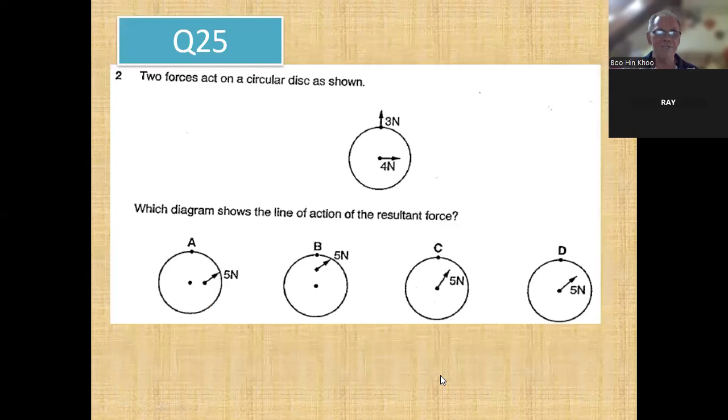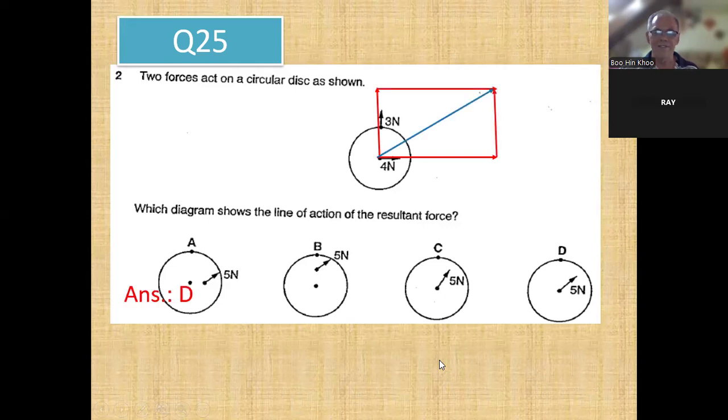How about this one? Number 25. Two forces act on a circular disk as shown. Which diagram shows the line of action of the resultant force? C. No, it's actually D. Draw it out. Okay, good. D.